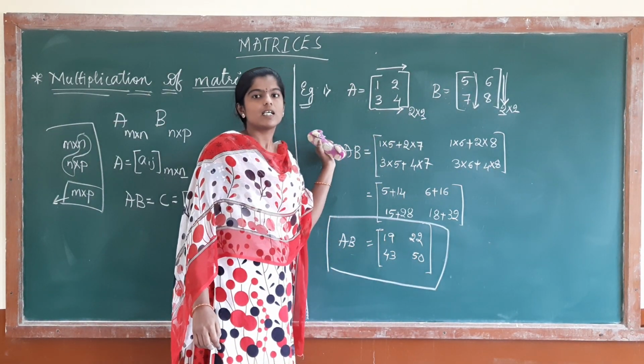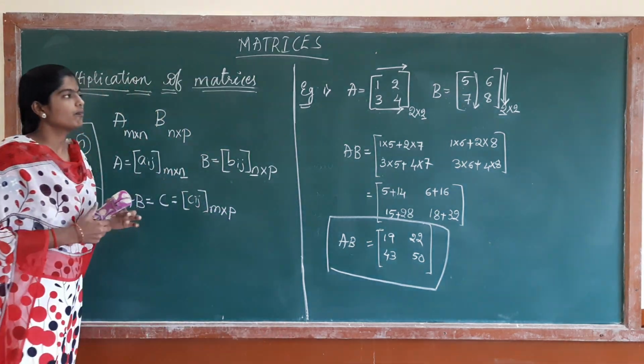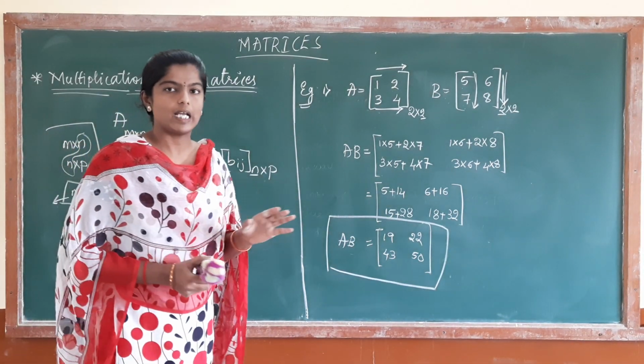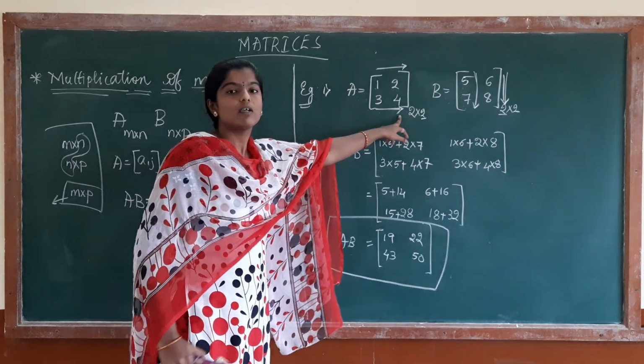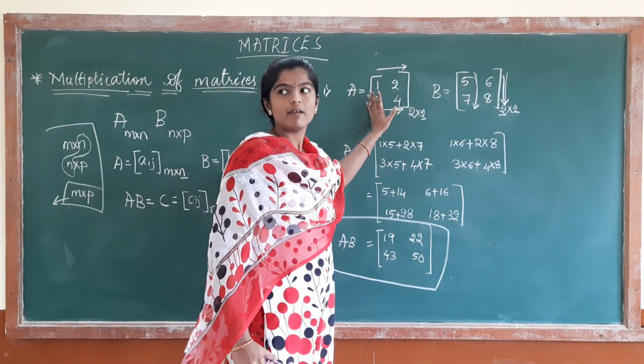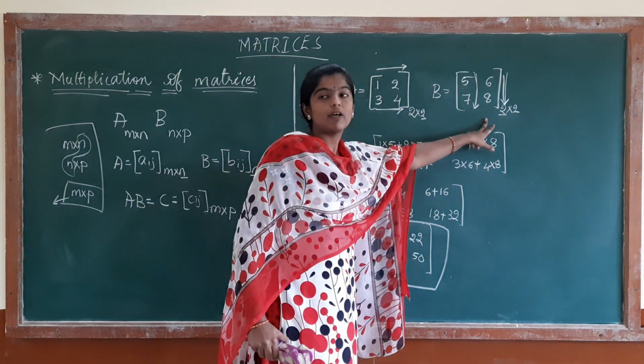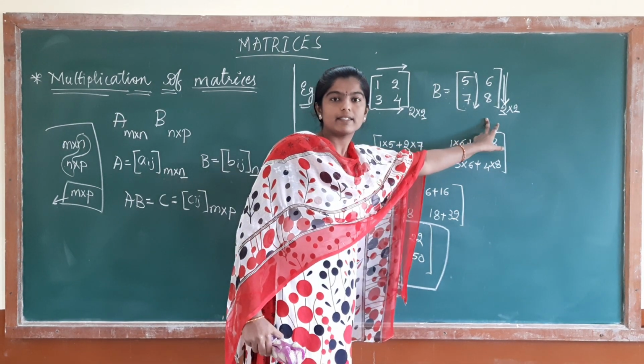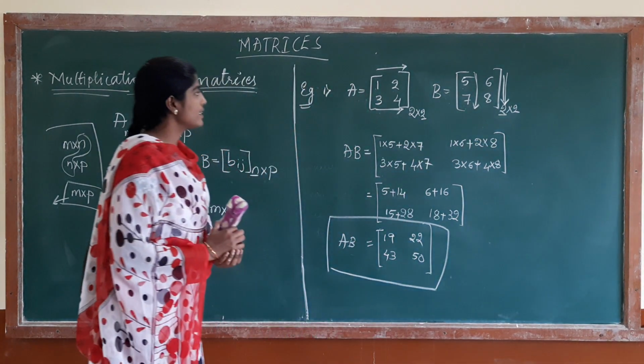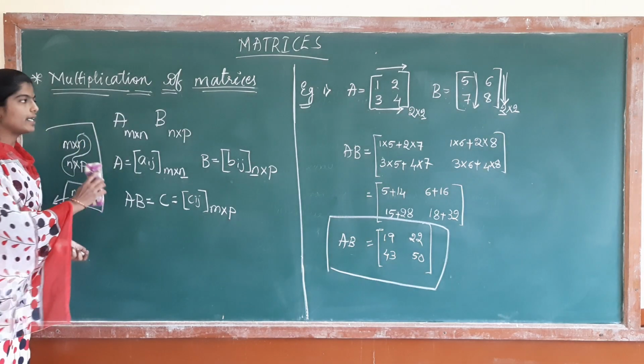Is it clear? Multiplication is possible only when the number of columns of matrix A is equal to the number of rows of matrix B. This is the multiplication of matrices.